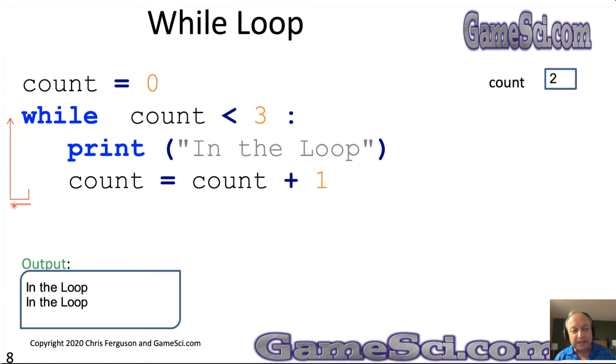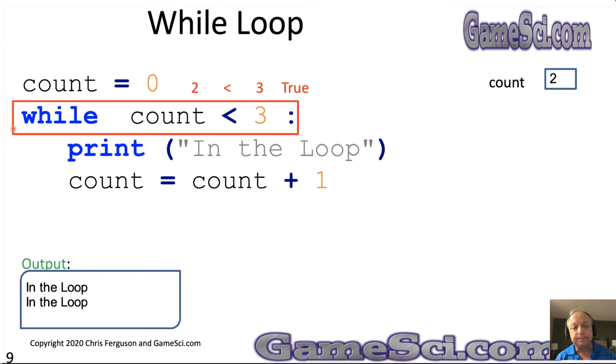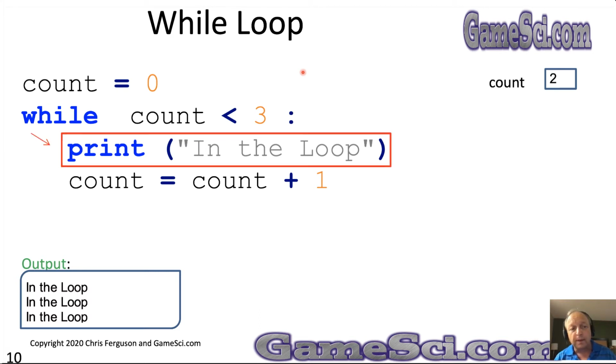Again, there's sort of an invisible trampoline. Once you finish the indented code, bounce back up and execute the while loop again. 2 less than 3 is still a true statement. As a true statement, what does that mean? Go inside and execute the code. Here we go, jump inside, we print "in the loop" for a third time.